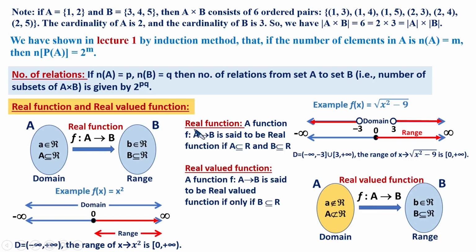So I define it here: a function f such that A goes to B is said to be a real function if A is a subset of R and also B is a subset of R. Whereas in a real valued function, only the range is a subset of R. Okay, this is what I have written here. F such that A goes to B is said to be a real valued function if and only if B is a subset of R. Now some functions and their graph.